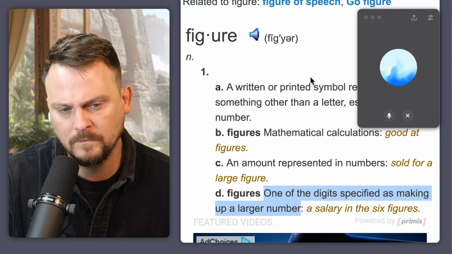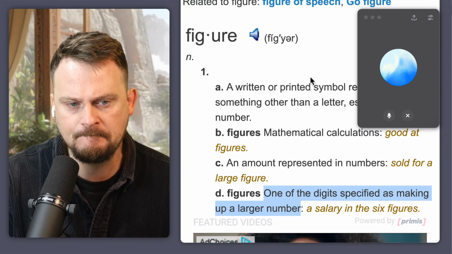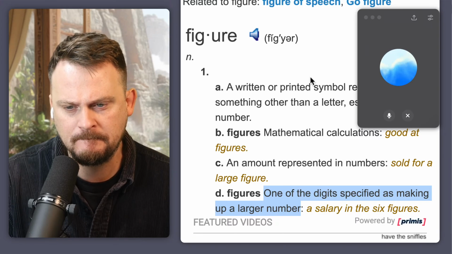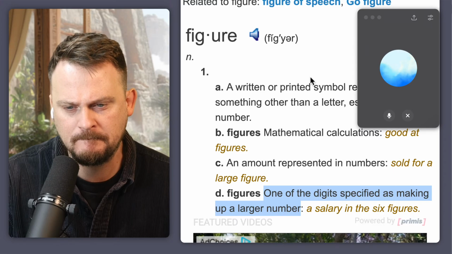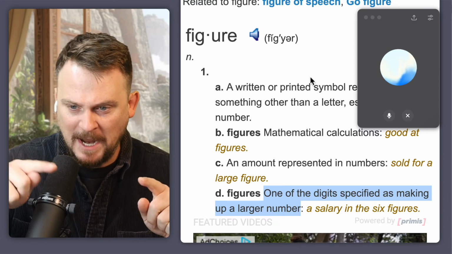Exactly. A 6-figure salary indicates any amount from $100,000 to $999,999. The specific amount within that range doesn't matter. The key point is that it's a 6-figure number. So the point is, we're actually counting.